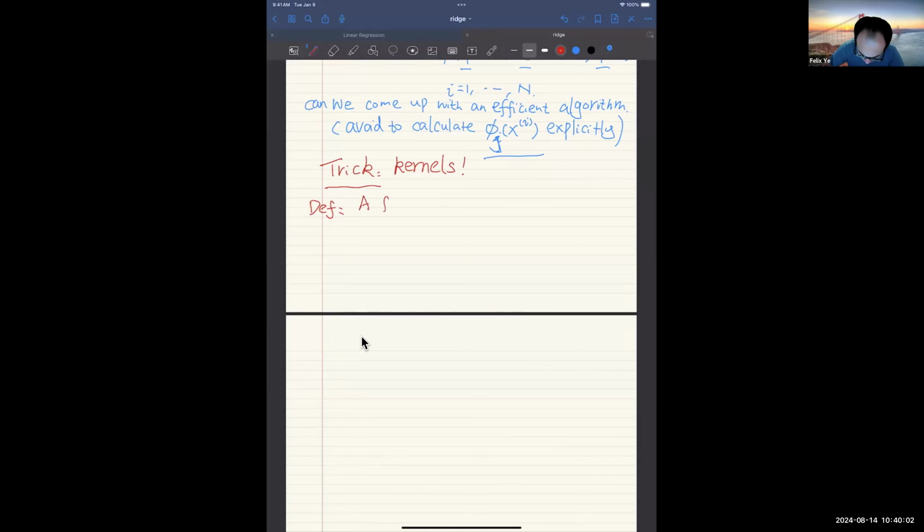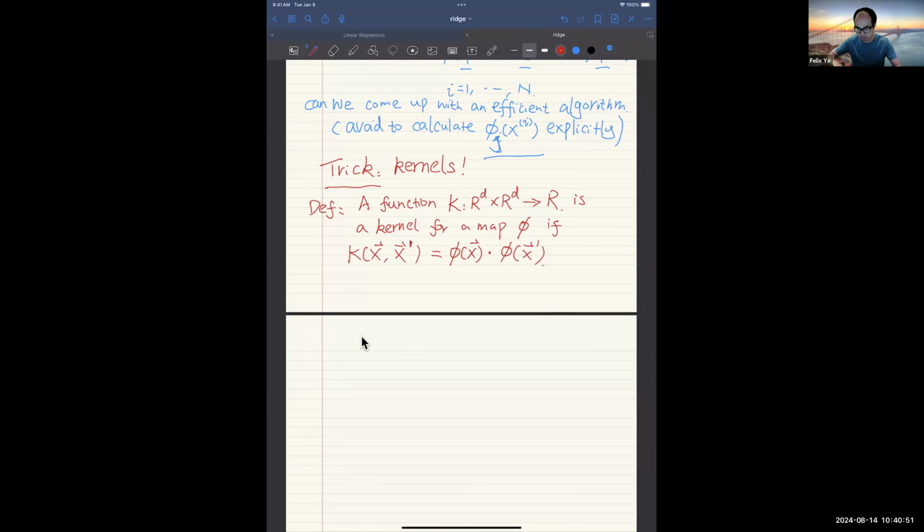Basically a function k from R^d times R^d to R is called a kernel for a map, which is a feature map phi, if k(x, x prime) is equal to phi(x) dot phi(x prime) for all x and x prime.